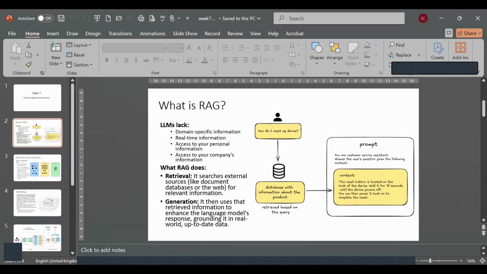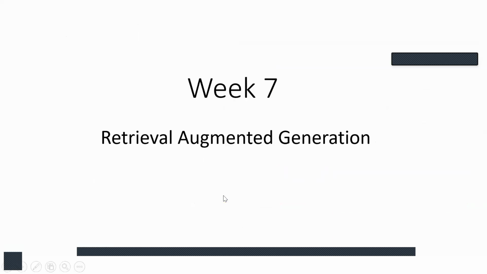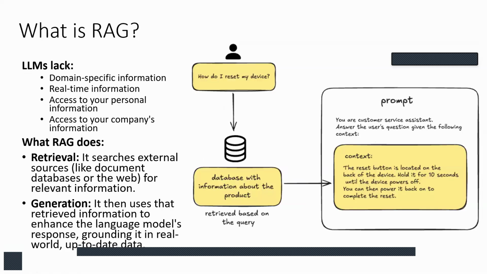So today we are going to study about RAG. This is one of the most important concepts in this course and in general as well. So what is RAG? RAG is retrieval augmented generation. First of all, what is RAG, and why do we need RAG?